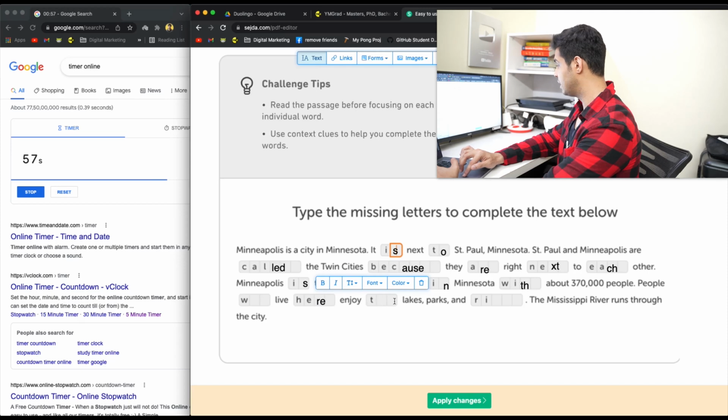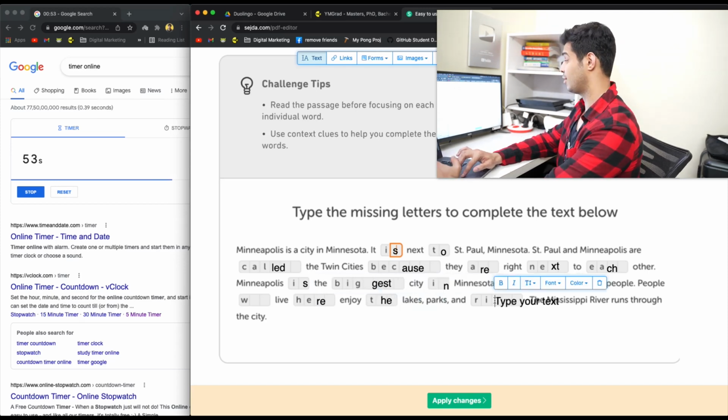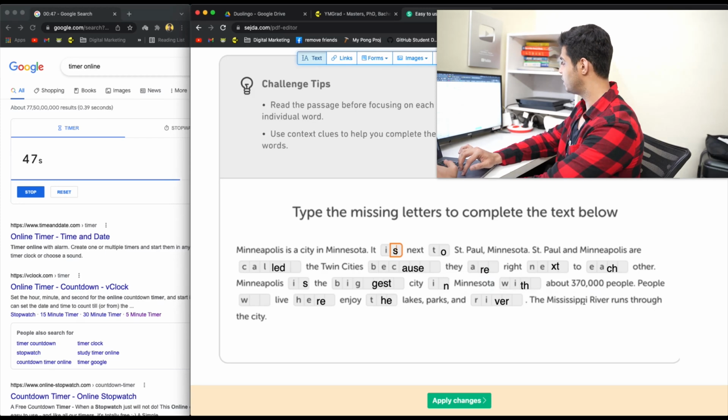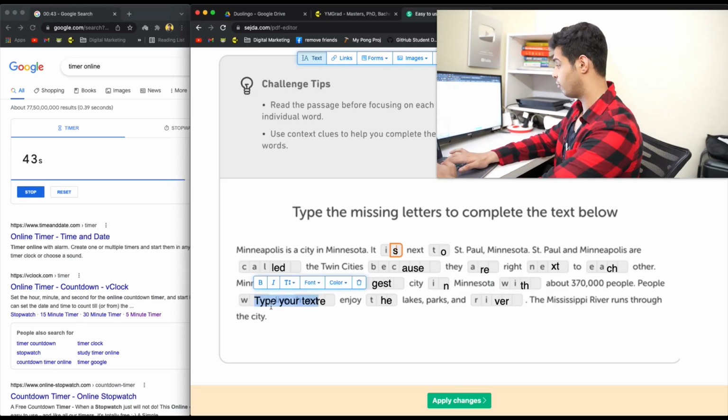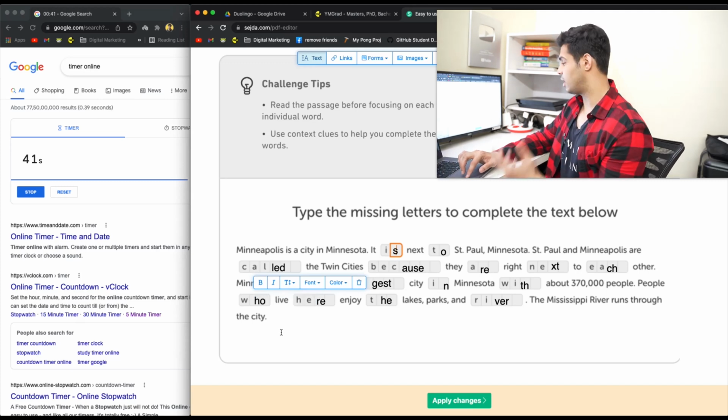Enjoy the lakes, parks, and of course what that means is it can only be the river, right? It can be the river because they're talking about the river in the next line, so it's very easy to spot. It's river. People who live here, right? That's got to be the only thing, right?